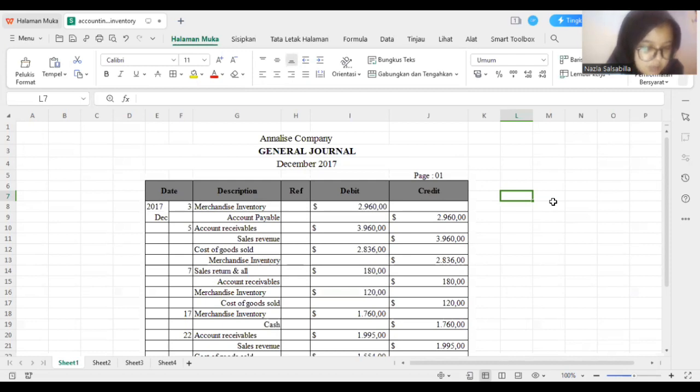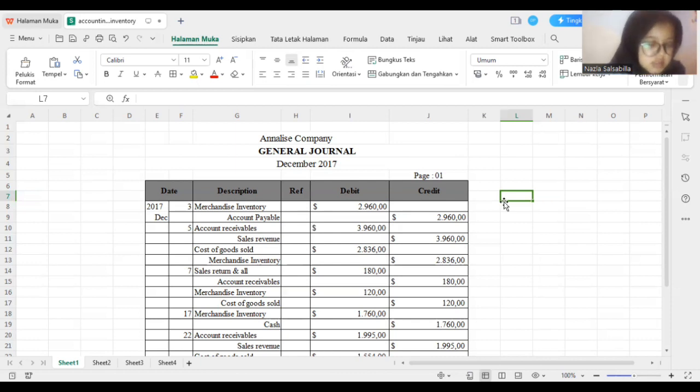We have analyzed the company's account balance on December 1st, 2017. They have cash $4,800, account receivable $3,900, inventory $1,800, and equipment $21,000, and accumulated depreciation of equipment $1,500, account payable $3,000, and owner's capital is $27,000.